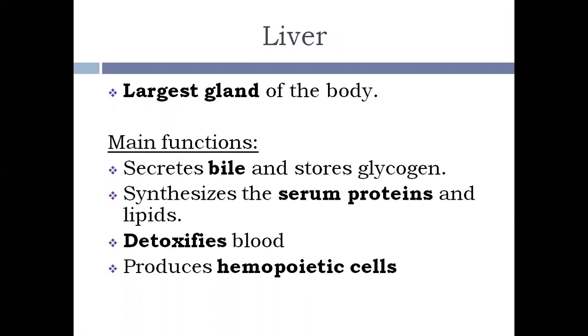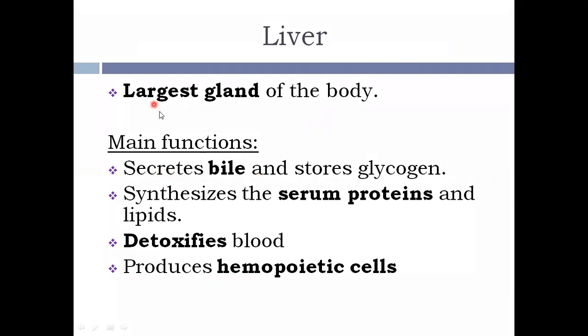So what is liver? As we know, it's an important vital organ where many chemical reactions take place. This liver is the largest gland of our body. So there are some main functions that are being carried out by the liver. What are they? The liver secretes bile and stores glycogen.